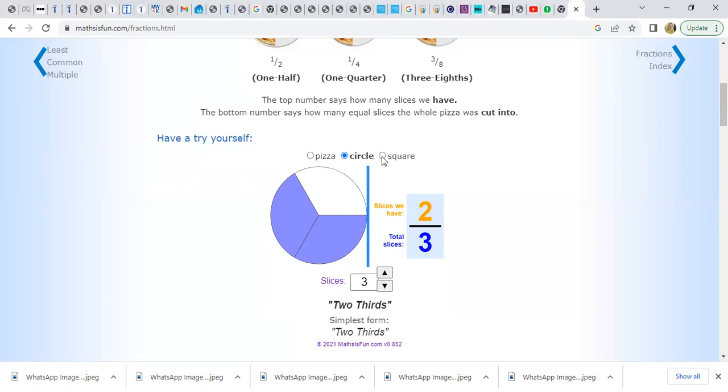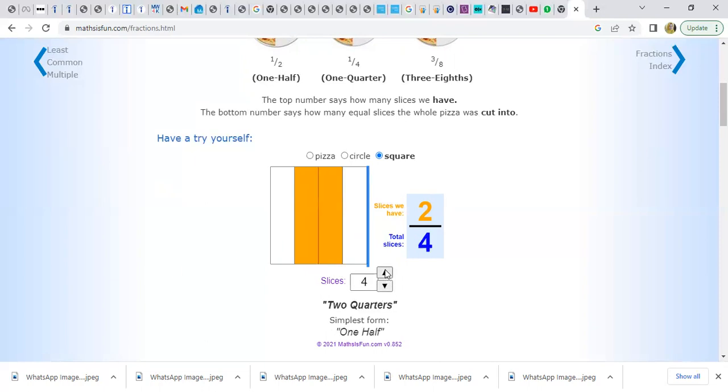Suppose you have a square. How can you write a fraction for a square? If you have a square, how many parts are there? The total number of parts is 3, and we have colored 2 yellow. So it is 2/3. Okay.